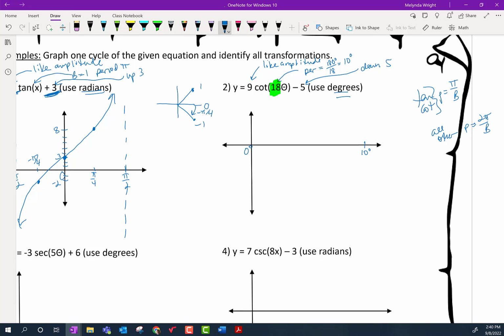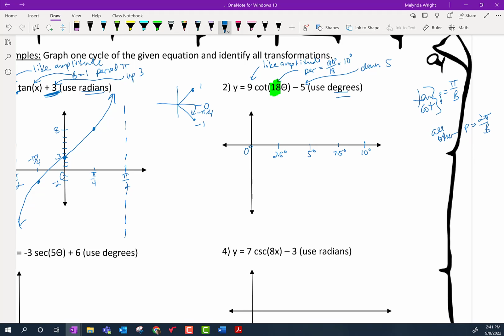This is cotangent, so it's much nicer than tangent. We start at the y-axis, very nice. So then I would half that. Half of 10 is 5. And then I would half again. Half of 5 is 2.5. 5 plus 2.5 is 7.5. And now I have my x coordinates set.